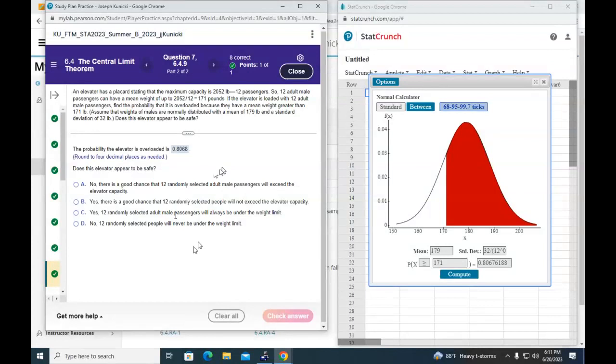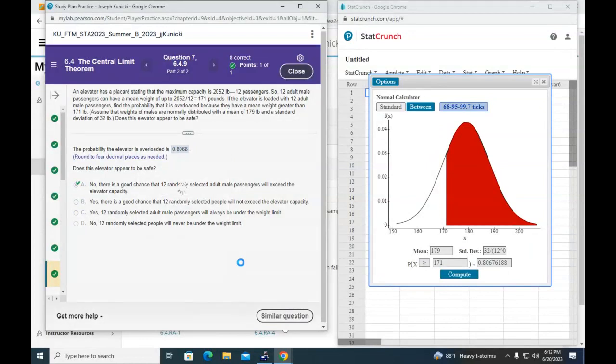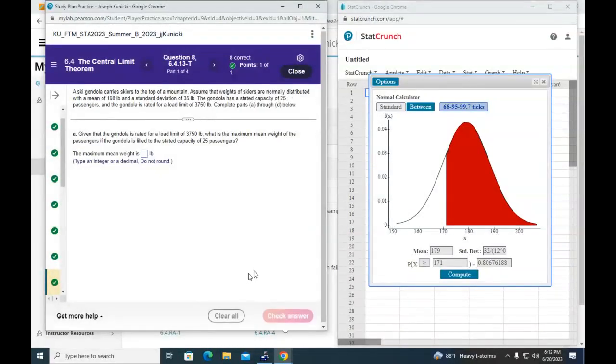Does the elevator appear to be safe? No. There's a good chance that 12 randomly selected adult males will exceed it. See, D says no, they'll always be above the weight limit, but you don't know. You might get some lightweights. But the probability is 4 out of 5 that you're going to be overloaded. 4 groups of 12 out of 5 will overload the elevator. All right, so that's it for the central limit theorem. You just have to remember to use standard error when there's a group that you're dealing with instead of an individual.